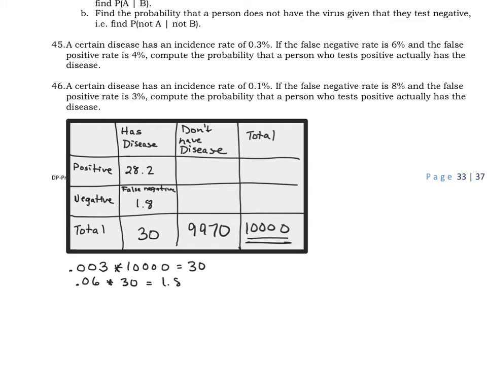So now we are looking at the false positive rate for number 45 is 4%. So again, we're going to move the decimal 2 places to the left, or you could divide that 4 by 100 and we'll get 400ths times, and then we're looking at the people who don't have the disease, so we'll be multiplying by 9,970. And that will give us 398 8/10. And again, this is our false positive up here.